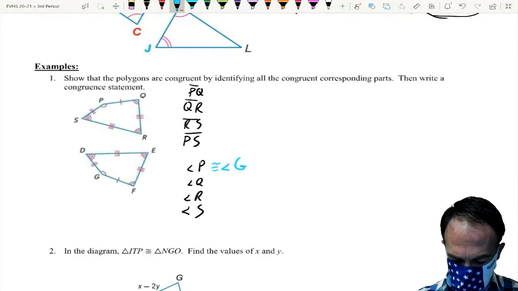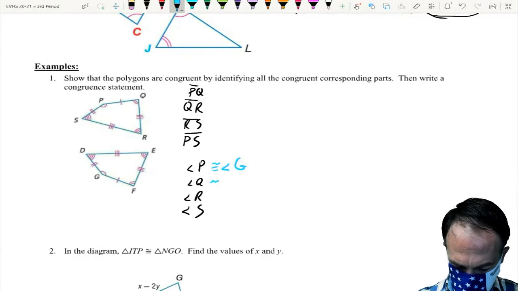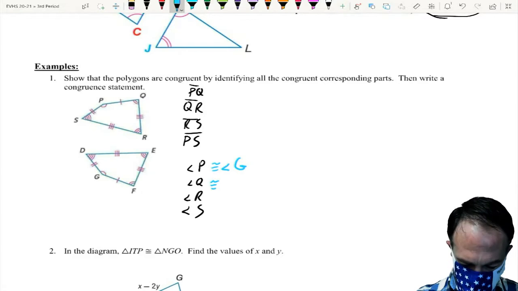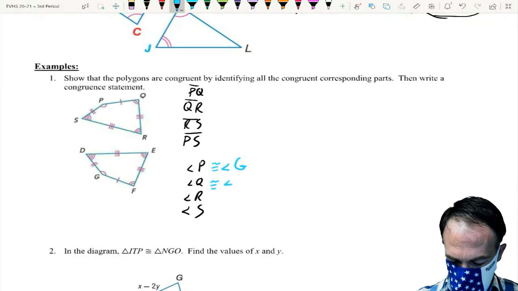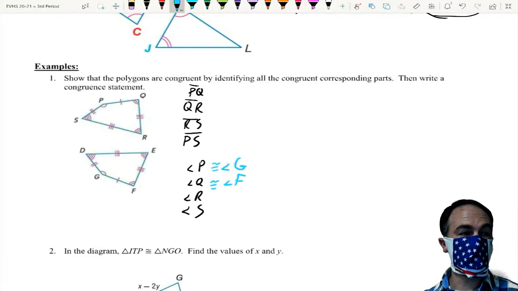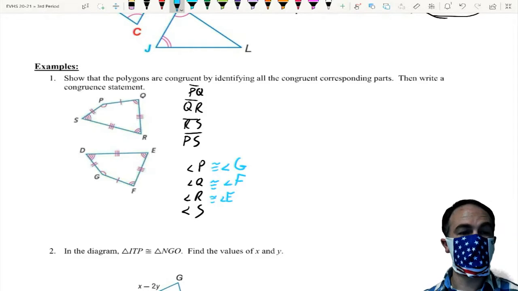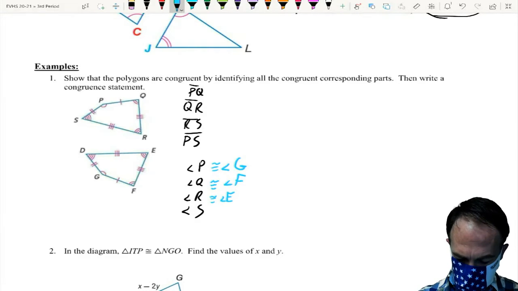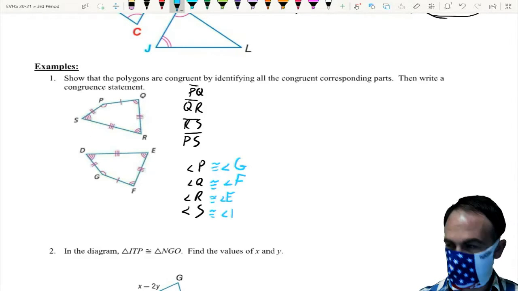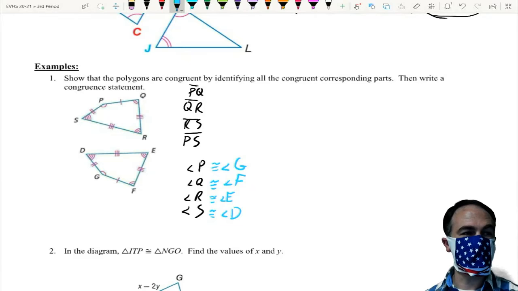Now, which one's congruent to angle Q? 2 arcs and then 2 arcs. Yes, you're right. Angle F. Okay, angle R is 3 marks, which is congruent to angle E. And then angle S is 4, so it is congruent to angle D.